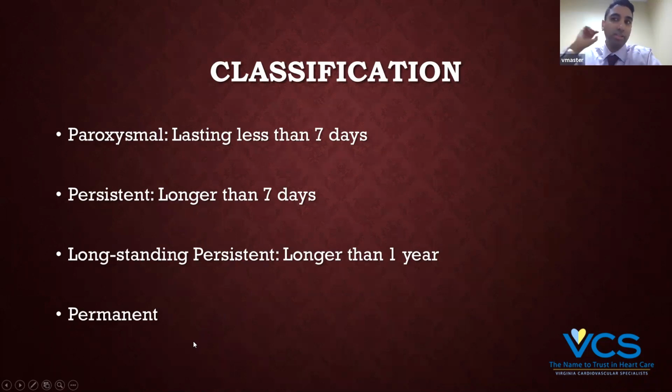And then if it's to the point where medications aren't able to control it, other treatment options aren't able to control it or get patients out of AFib, one may opt just to stay in atrial fibrillation, at which point it becomes permanent atrial fibrillation. These aren't separate entities. It's probably more of a continuum.